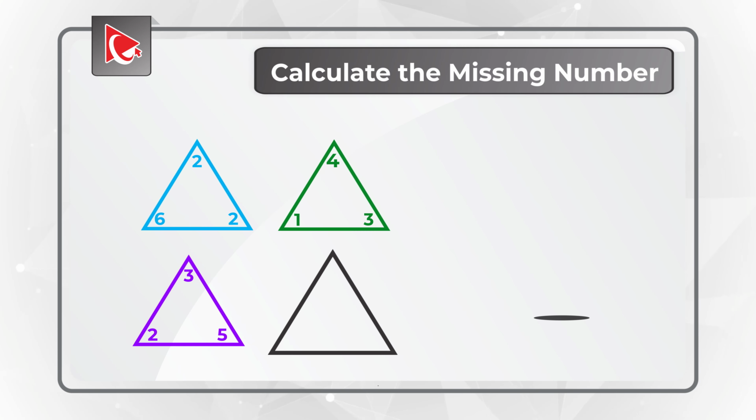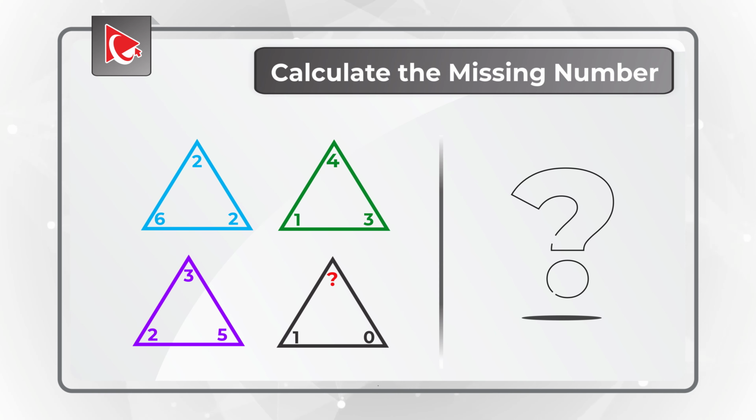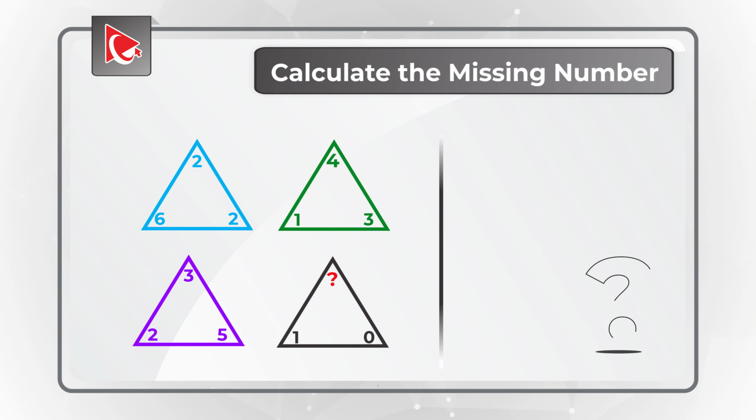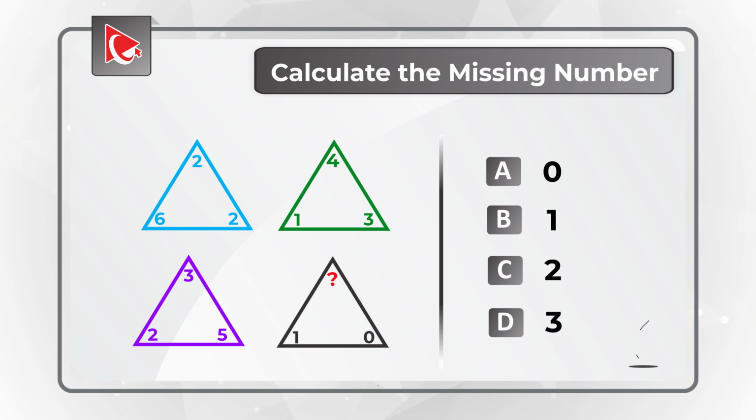And then the last triangle, the black triangle, has numbers 0, 1, and then in the upper corner there's a missing number which you need to calculate based on the 4 different choices. Choice A, 0. Choice B, 1. Choice C, 2. And choice D, 3.